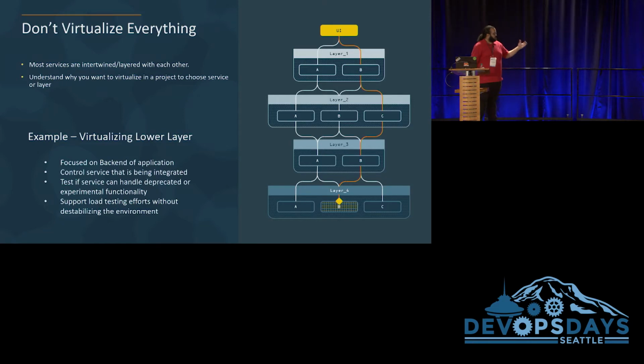Going a little bit deeper into another example, maybe you want to go a little deeper into a lower layer in your application. So you're focused more on the back end. You want to control the service that is being integrated against. So you take some layer. This may be a third-party dependency, whatever that may be. And you want to test if the service can be handled, if it's deprecated, or if you add some experimental functionality to this specific layer, to that specific service in that layer, rather, to see if it breaks anything else, see what that impact may be.